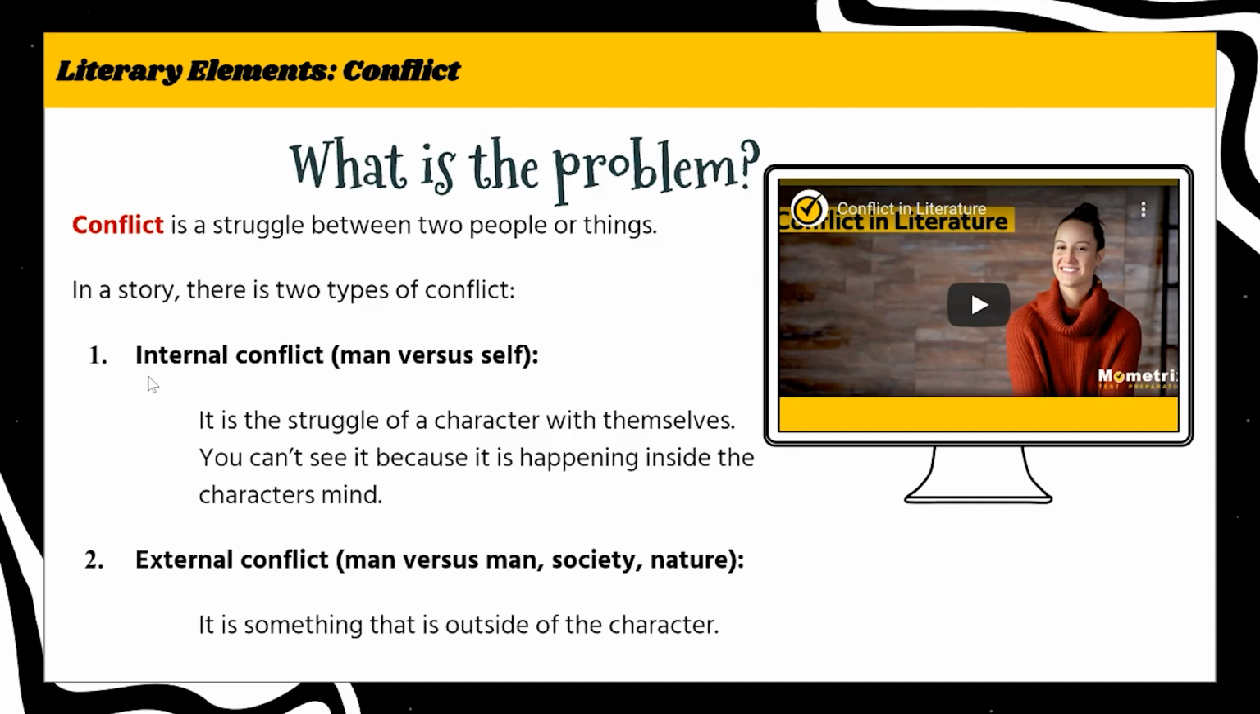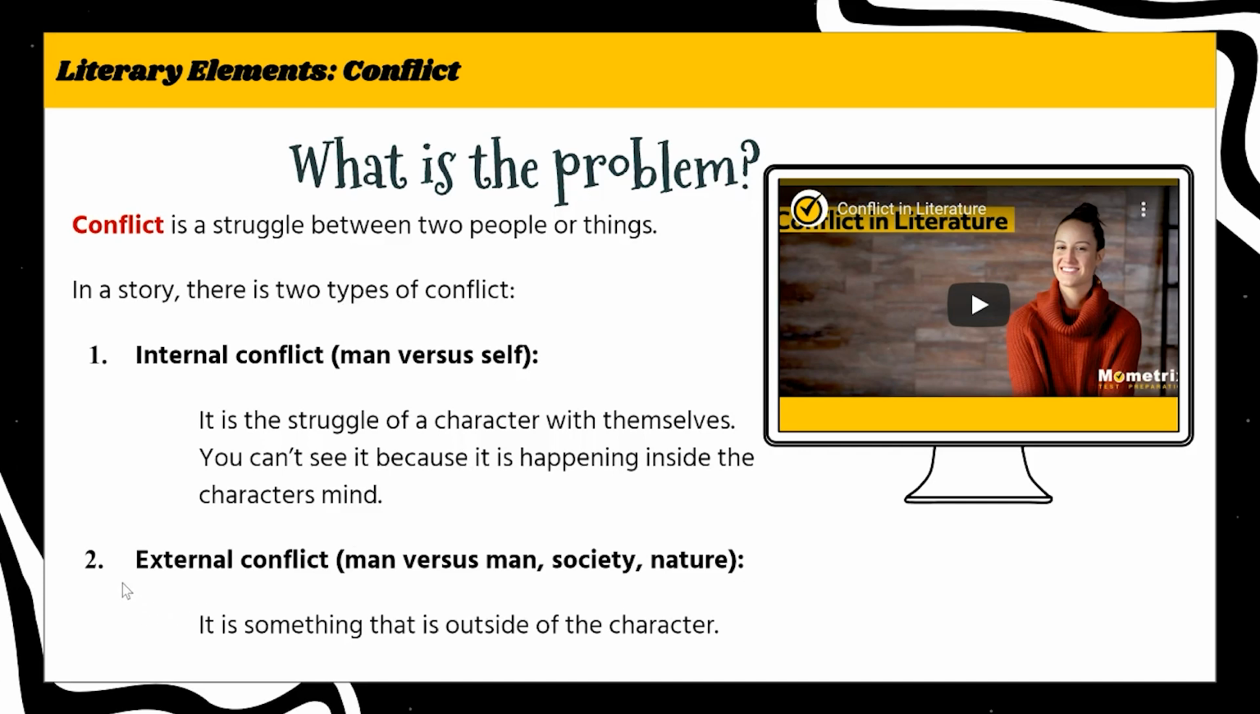Internal conflict, man versus self. It is the struggle of the character with themselves. You can see it because it is happening inside the main character.